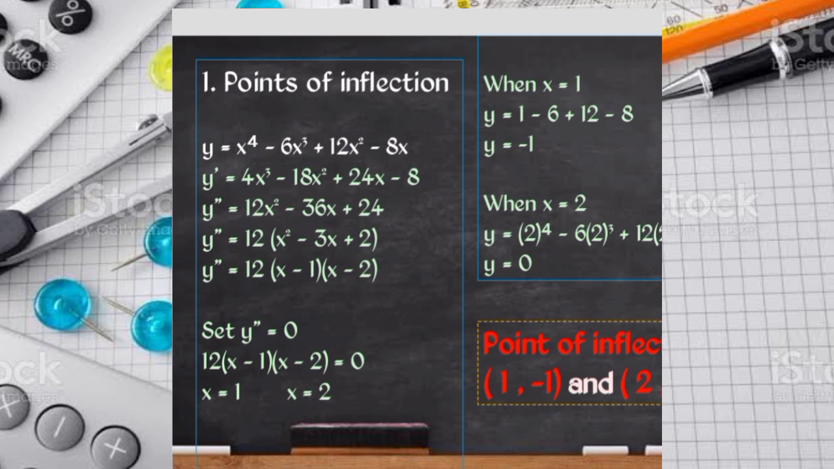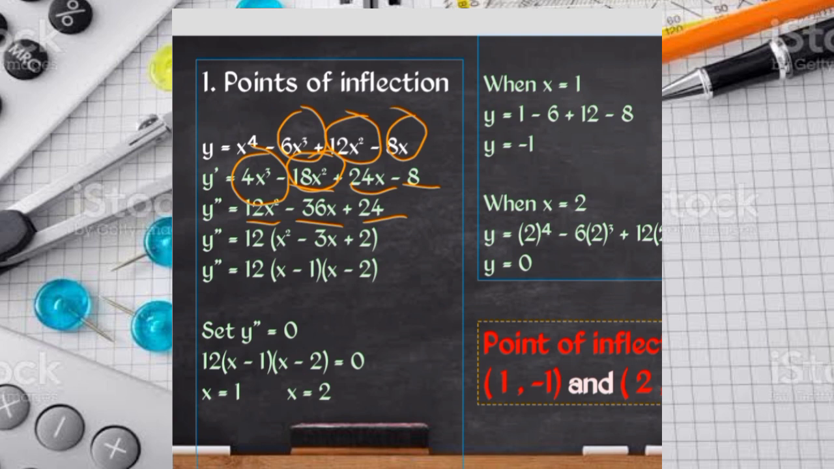y equals x to the power of 4 minus 6x cubed plus 12x squared minus 8x. y prime is equal to 4x cubed minus 6 times 3 equals 18x squared plus 12 times 2 equals 24x minus 8. y double prime is equal to 4 times 3 equals 12x squared minus 18 times 2 equals 36x plus 24.